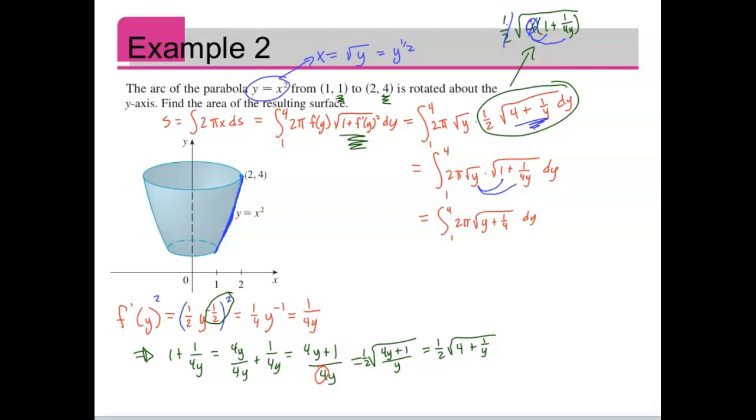And now we're ready to try and evaluate this integral. Well, what's under the radical? There's only the first power of y. So we should be able to just make a u sub. So I'm going to let u equal y plus 1/4. And that means du just equals dy. All right, so that's great. I'm just going to pull out the 2 pi, integral root u du. Let's update my limits of integration.